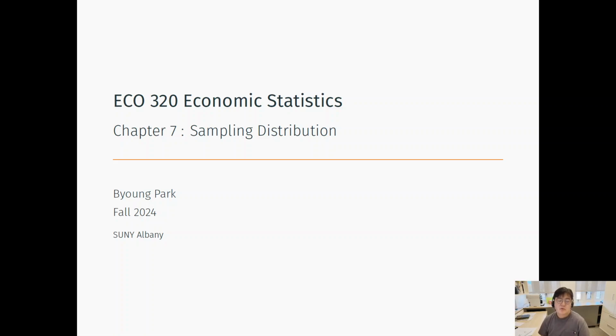Hello, so we are going to start chapter 7 today. This is about the sampling distribution. In the previous chapter, we learned the normal distribution, and before that, we learned probability and averages and the binomial distribution. So, before this chapter, what we learned was more of a theoretical analysis of randomness, right?